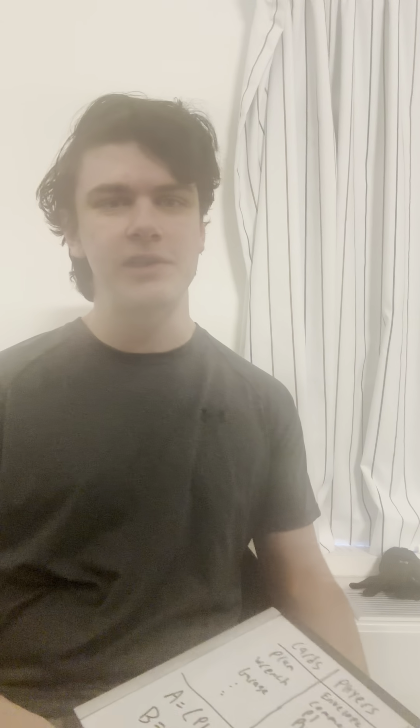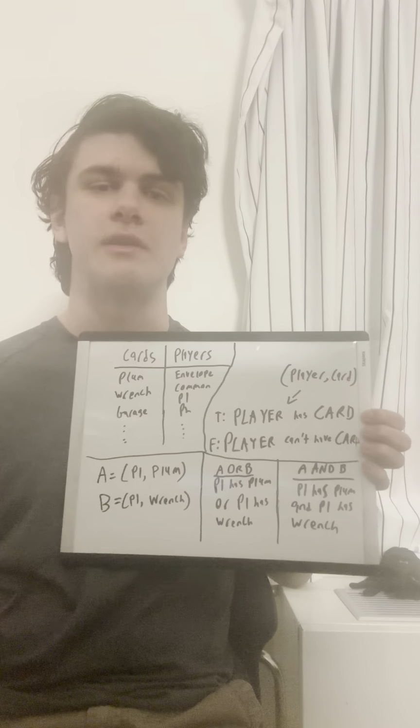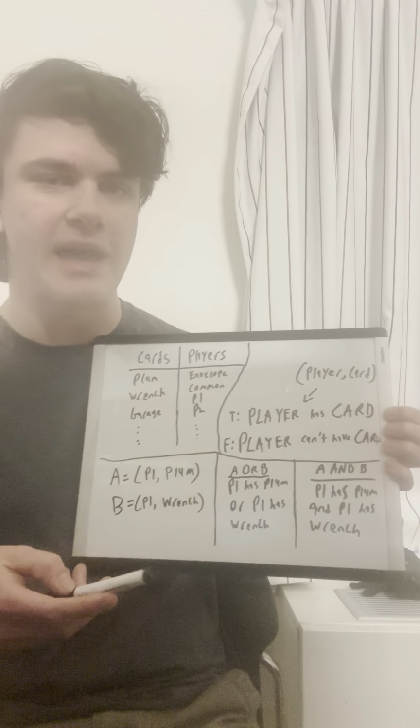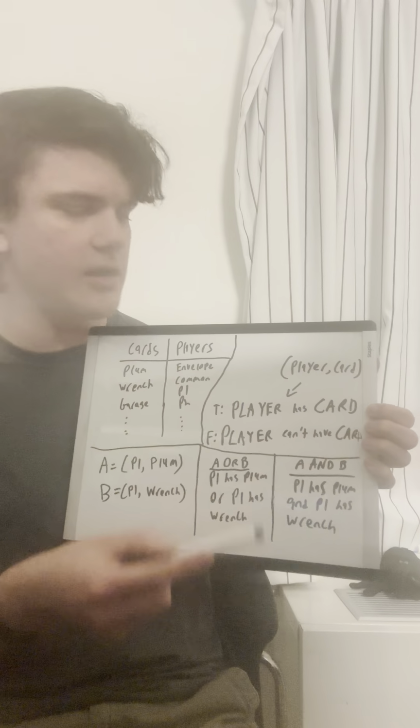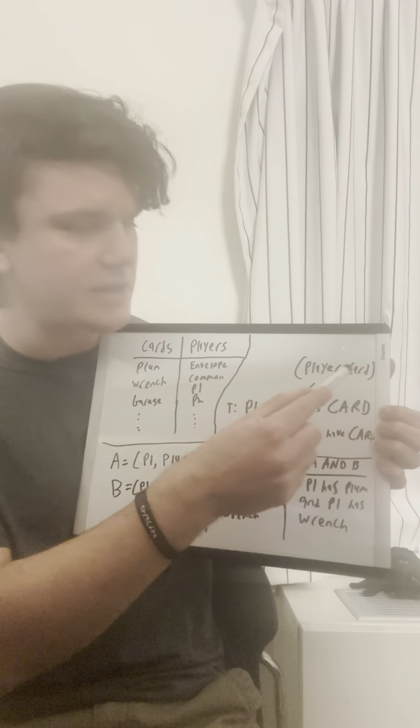So you might wonder how we can use AI to solve the game of Clue. Well, first we need to understand how we store information in this AI. And to do that, we're going to use something called a tuple, which is just a set of two things. Here it is the tuple of a player and a card.